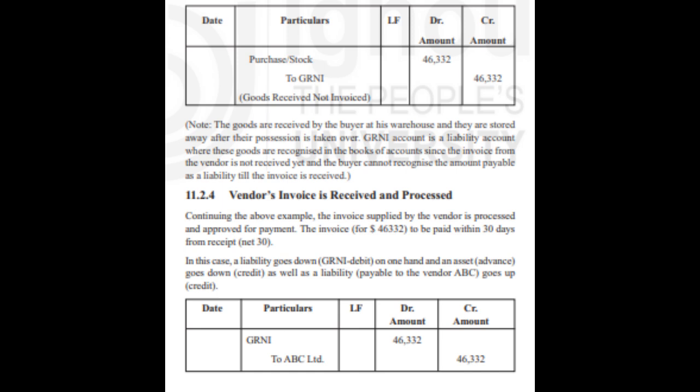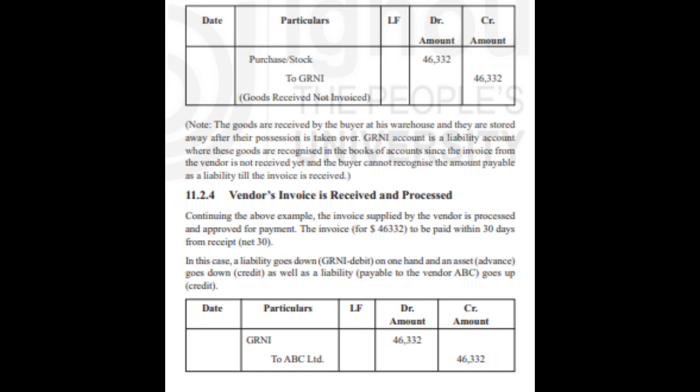Look at the screen. Note, the goods are received by the buyer at his warehouse and they are stored away after their possession is taken over. The GRNI account is a liability account where these goods are recognized in the books of accounts since the invoice from the vendor is not received yet, and the buyer cannot recognize the amount payable as a liability till the invoice is received.